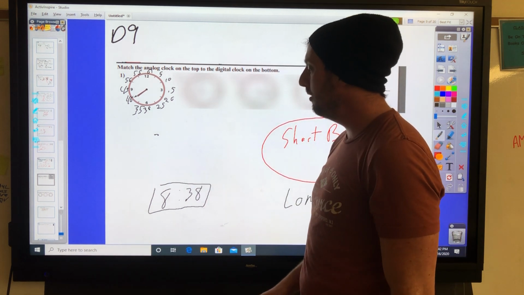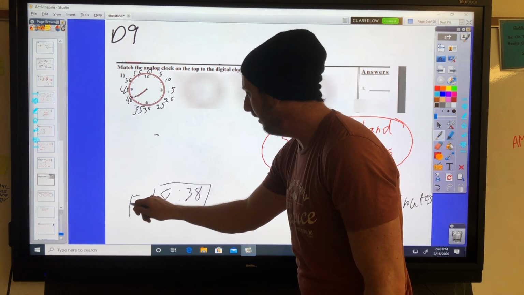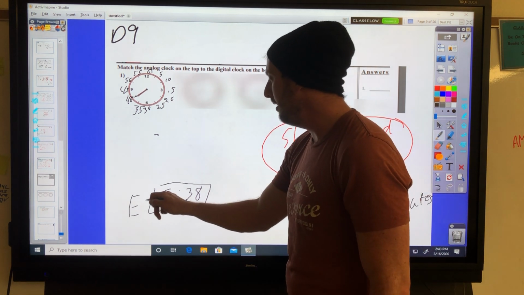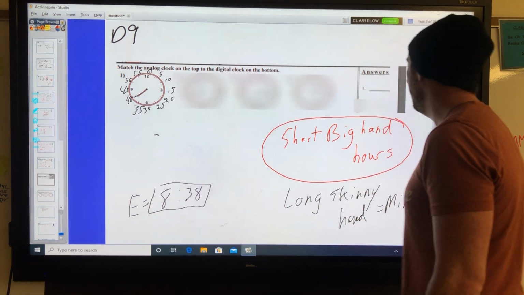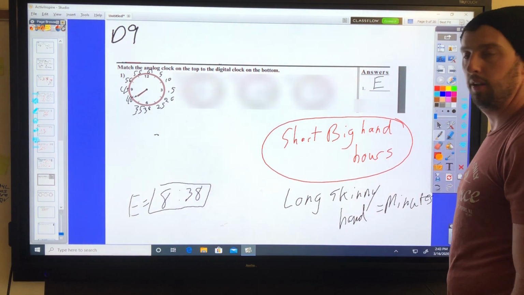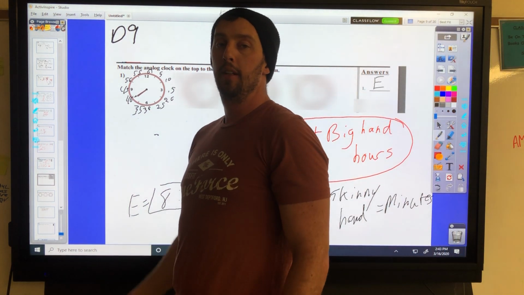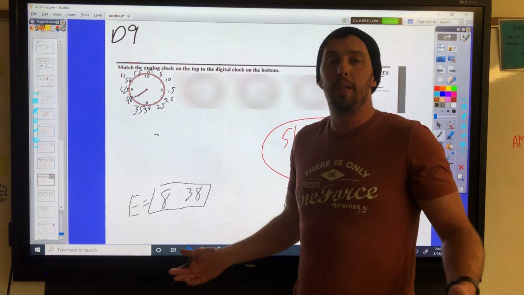8:38. So what you're going to do, you're going to go to the bottom of the paper, find the letter that matches. So if it's E equals 8:38, your answer over here will be E. Good to go? All right. Remember, you can always rewind if you need to. You can always even shoot me an email.